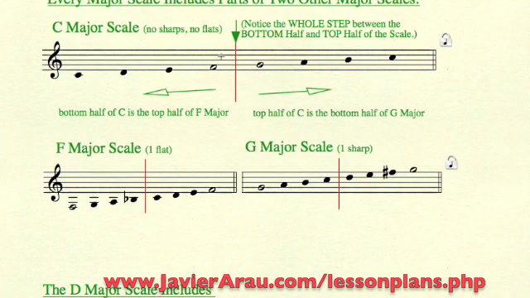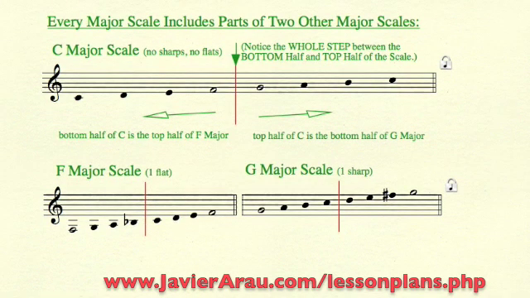Notice that between these 2 halves, between the bottom half and the top half, is a whole step in the middle. So between F and G is a whole step. And again, that's very, very easy to see in the key of C. It gets a little bit trickier in other keys. So keeping in mind that these 2 halves are separated by a whole step becomes pretty convenient for later. Let's hear these.